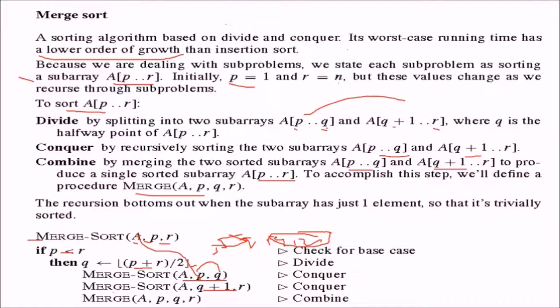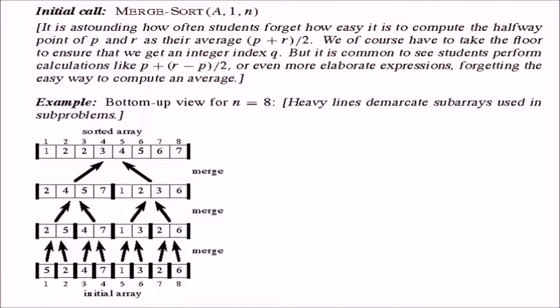But again, these are recursive. So this merge sort will be calling merge sort again, and when that is over, only then will this combination step be executed. So we divide again p to q and q plus 1 to r, and we keep dividing until we attain one element, which is trivially sorted. So the initial call will be merge sort from 1 to n, and we will find the middle one and take the floor, just to ensure the index q is an integer, because we are dealing with an array A here, right?